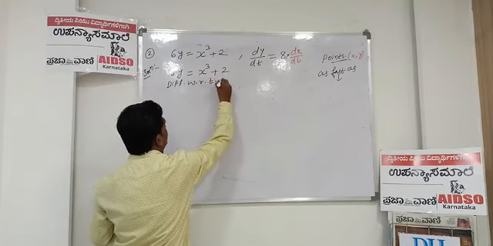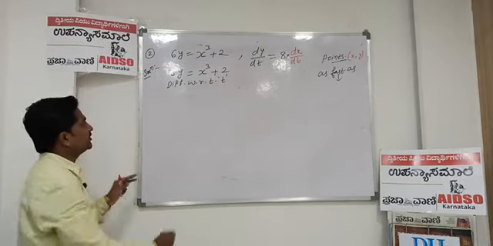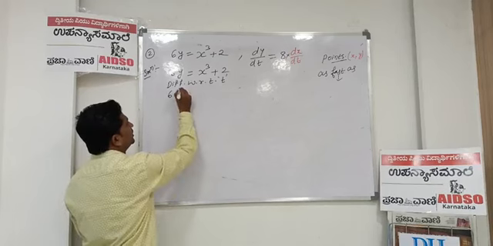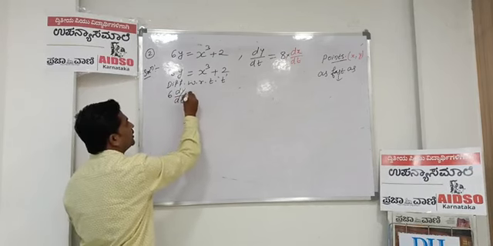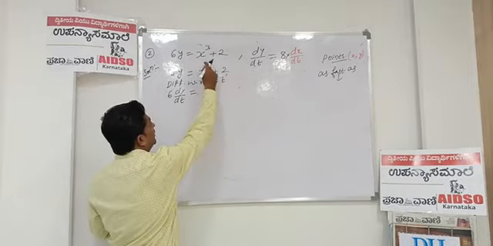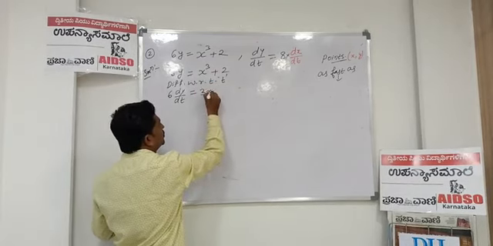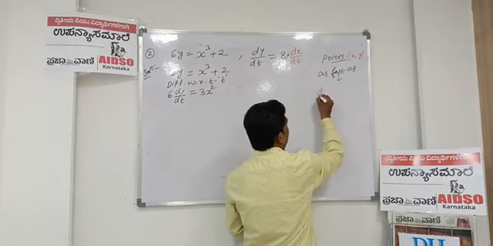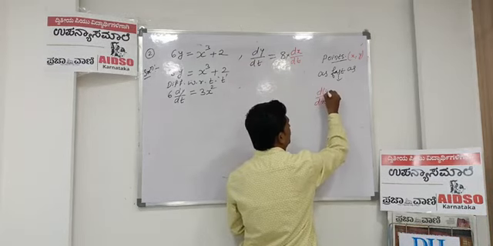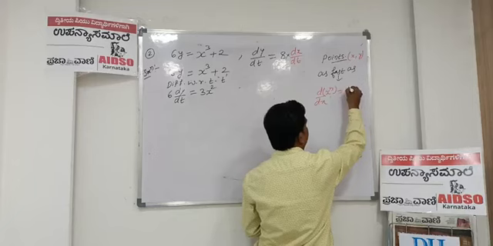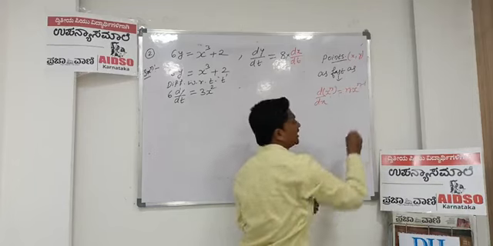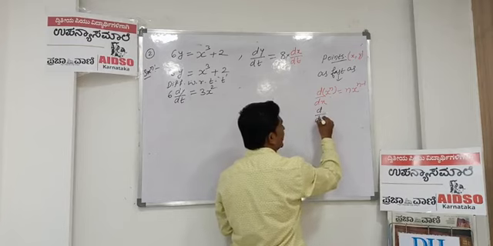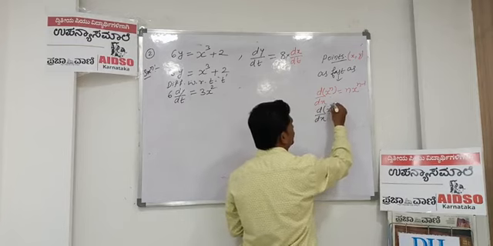Differentiate with respect to t, and after differentiating with respect to t, 6 into the derivative of y with respect to t, that is dy by dt, equals the derivative of x cube, which will be 3x square. On what basis are we writing this? As all of you know, the basic form of the derivative of x raised to n is nx raised to n minus 1. Similarly, here we need to find the derivative of x cube.